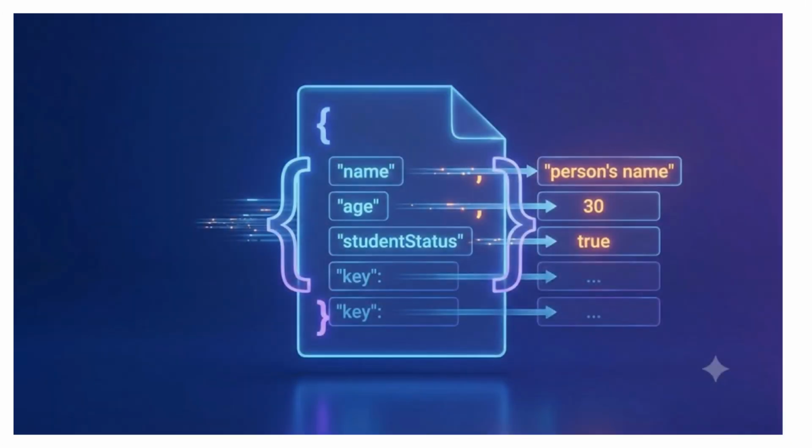JSON organizes information using key-value pairs. The key describes what the information represents, and the value contains the actual data. For example, name can have a person's name as its value, age can have the value 30, and student status can have the value true. Using key-value pairs makes JSON data clear, structured, and easy for applications to understand.